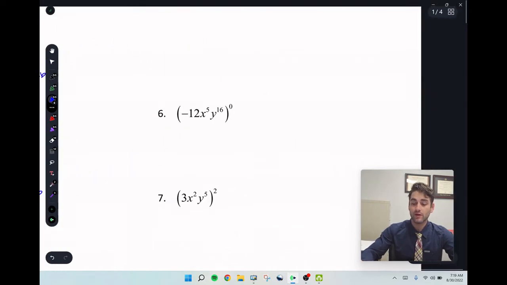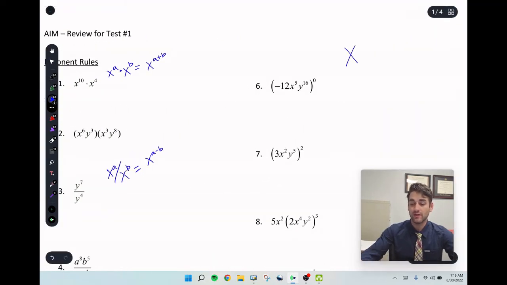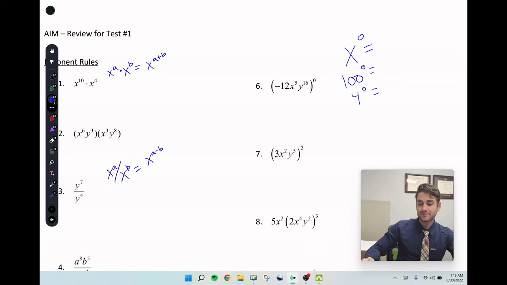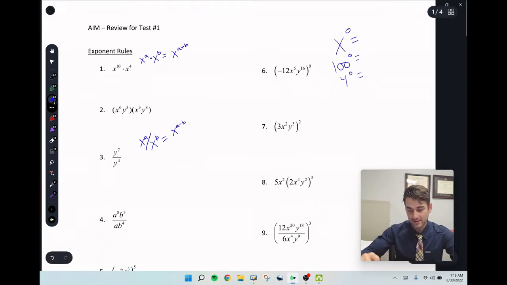I might make a quick note for something like number 6 that you should know what x to the 0th is every time. That's a property: 100 to the 0th is the same thing as 4 to the 0th, so they're all going to give you the same answer. I'll let you discover what that is. There are a lot of resources you have to discover that, but everything to the 0th is going to be the exact same thing. There's your hint for 6.